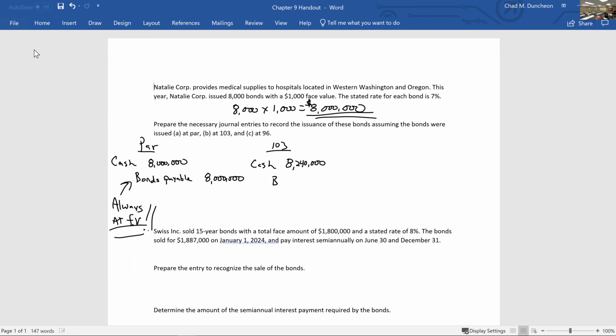So I'm going to go ahead and record them over here, but I'm going to record my bonds payable first. BP for bonds payable, always, always, always at face value. And then we have this new account, premium on bonds payable, for the difference. The premium amount here was $240,000.